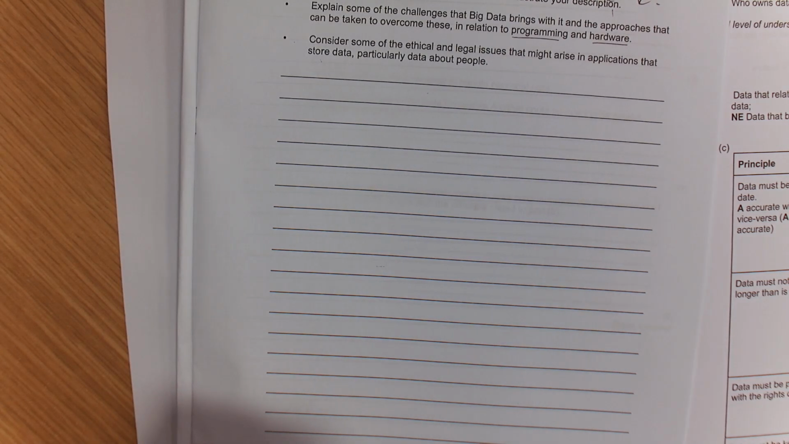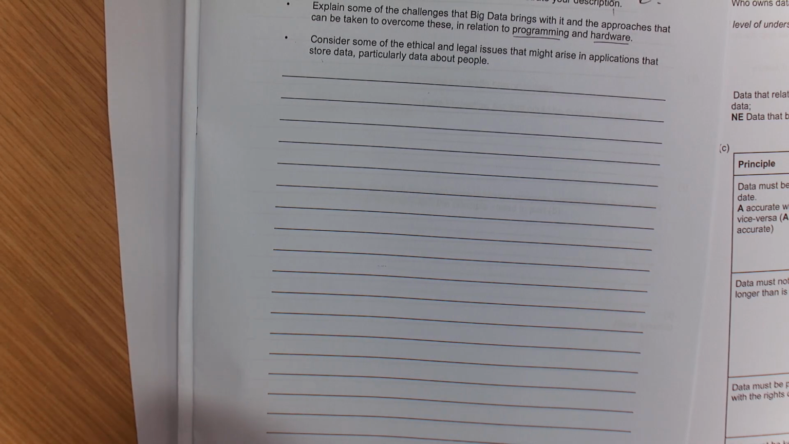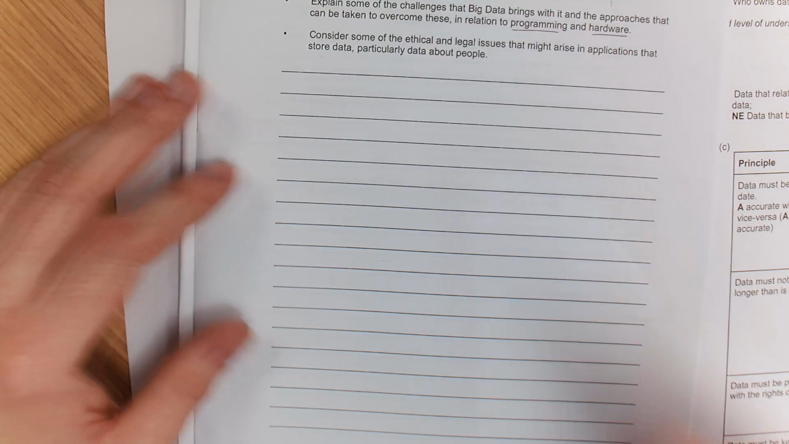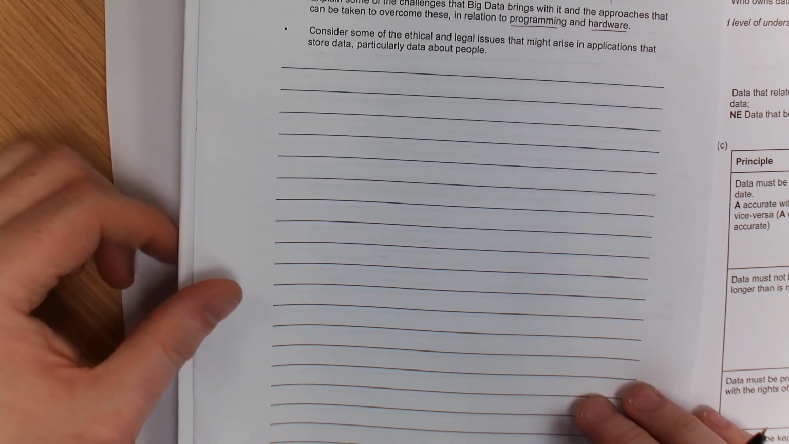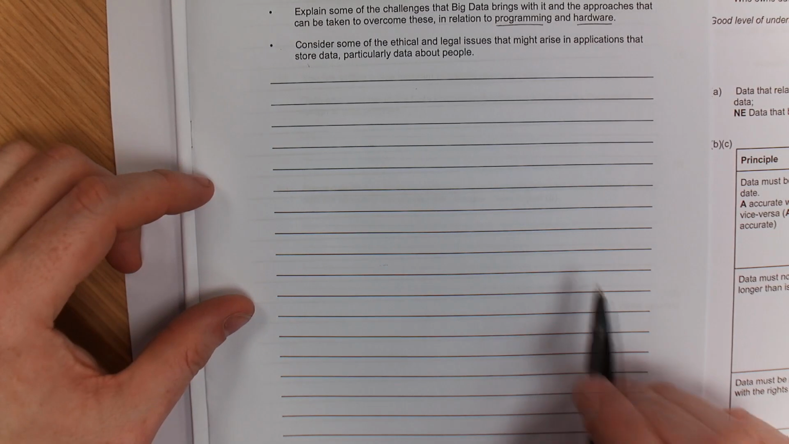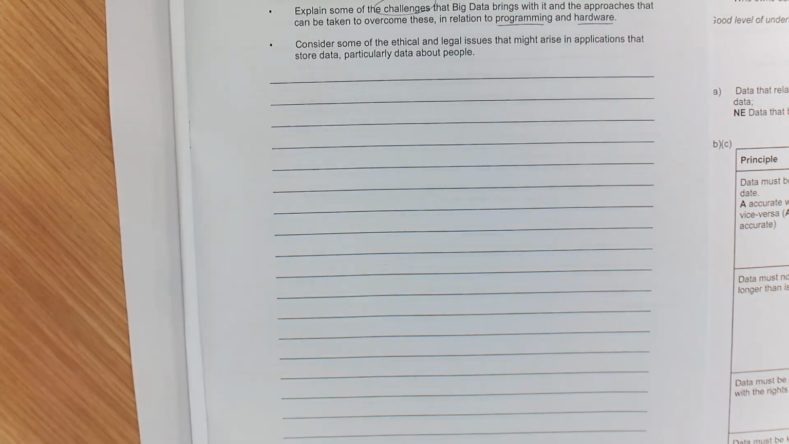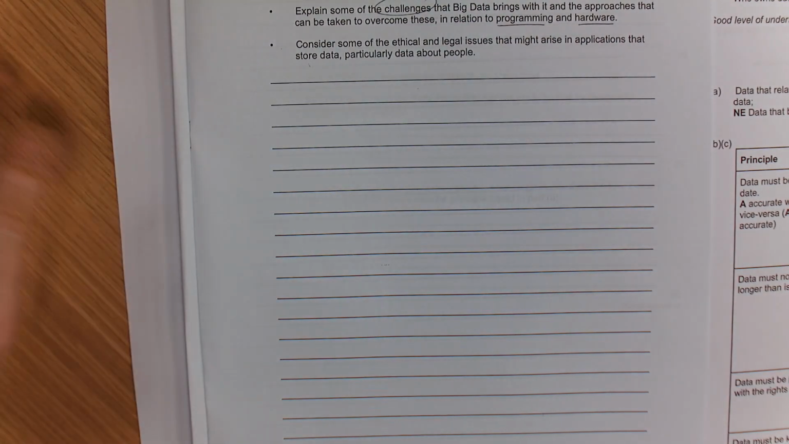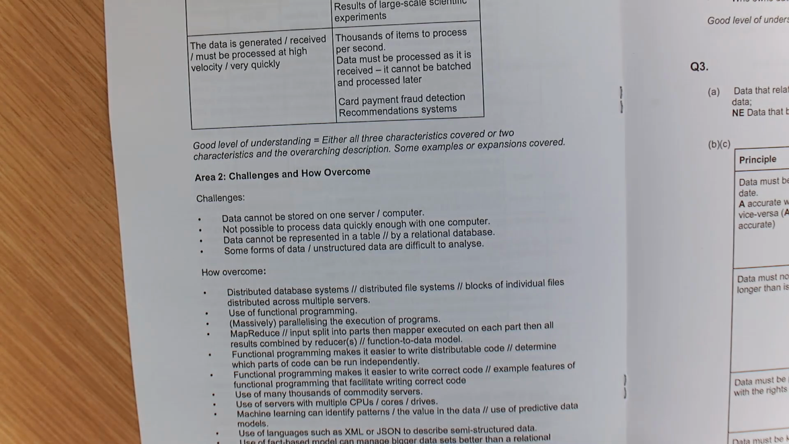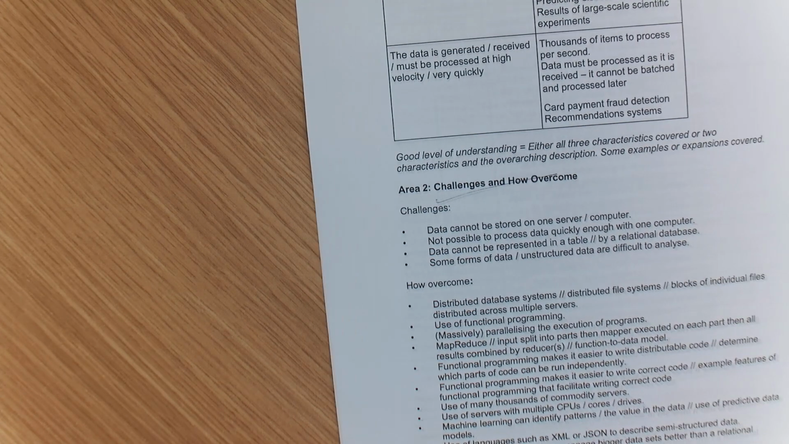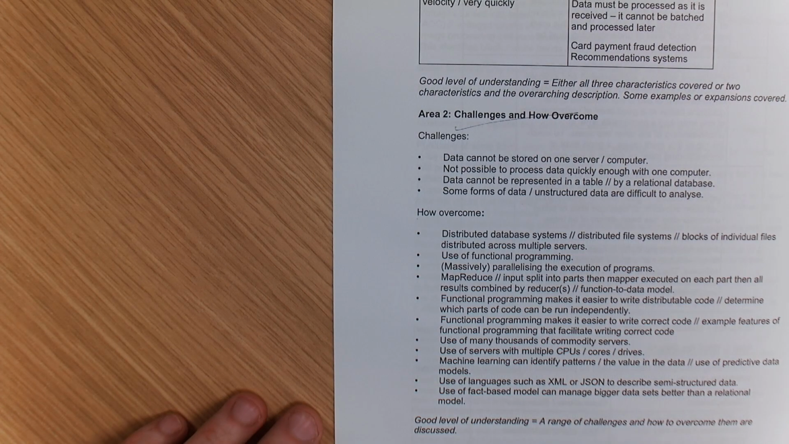So how many areas do we have? 3. So what's one of them going to be? Big data, yeah, that's going to be one area. The other? Yeah, the challenges that you are going to face, and what do you think the other one is? Process to overcome. Let's have a look at the mark scheme. Challenges and how to overcome it were a point together. What you've missed out is the ethical and legal issues.